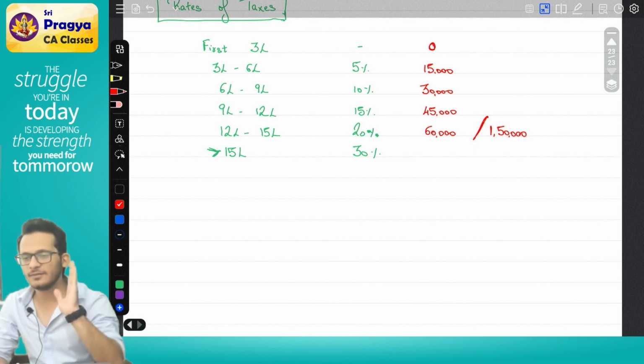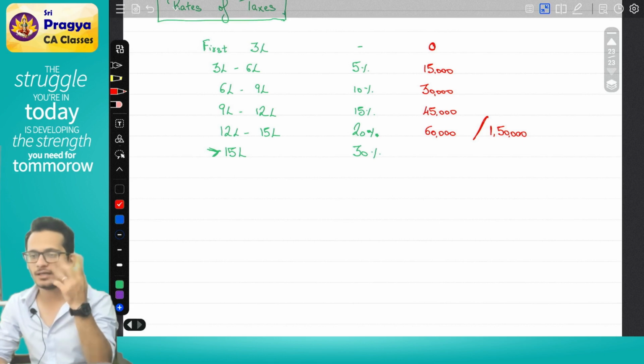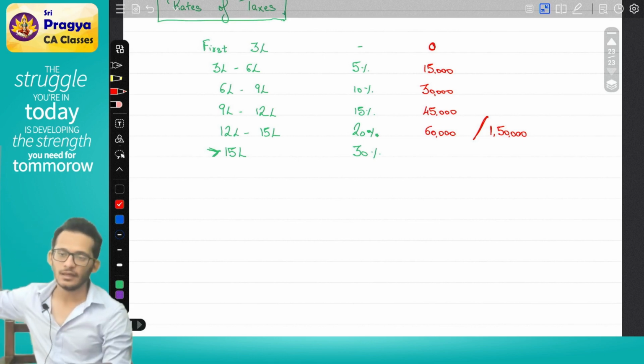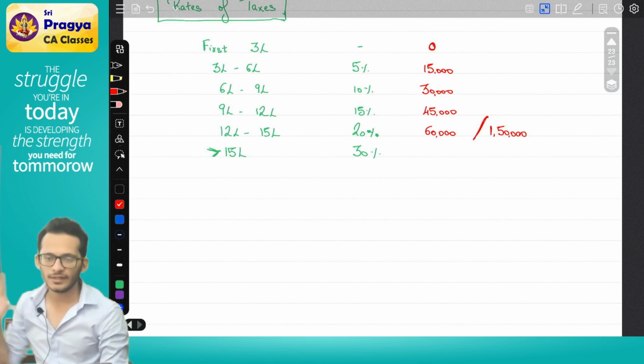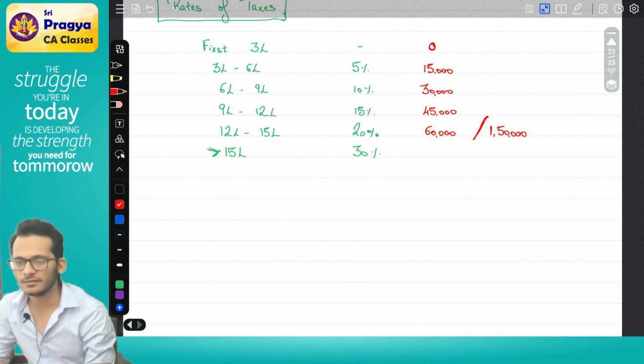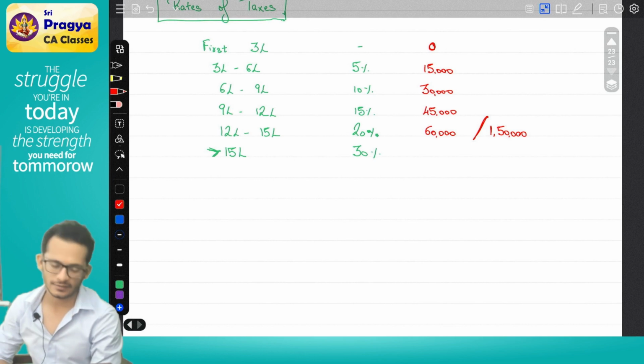In the normal regime, what will happen? For the first 10 lakhs, you will pay 1,12,500. Here, for the first 15 lakhs, you will pay 1,50,000. This is what is called as your new tax regime. What is it called as? New tax regime. Yes or no?